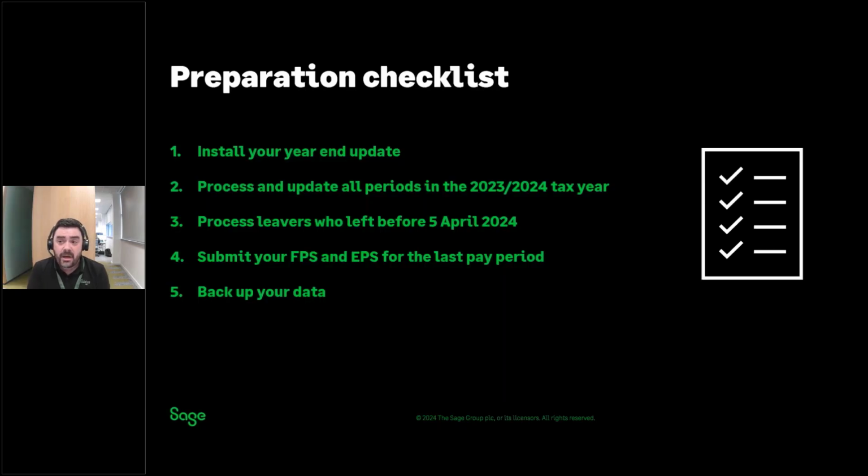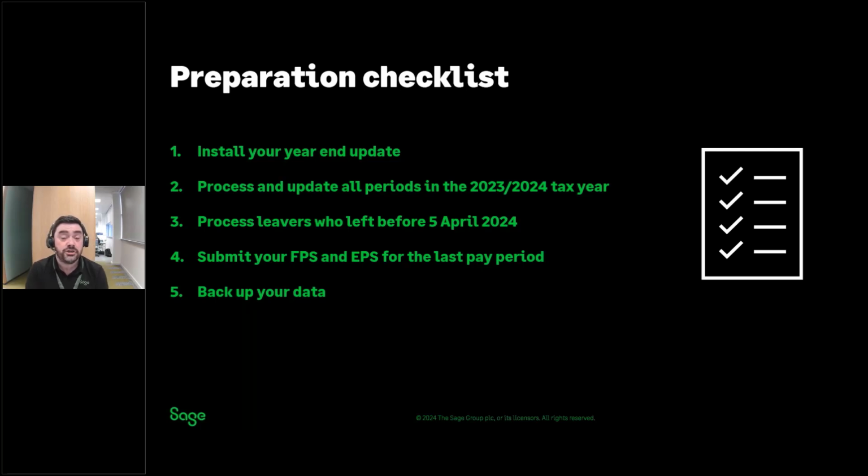By way of a recap, I'm just going to quickly run through the preparation checklist that we covered in part 1. Do make sure you've completed all of these steps before you move on to the year-end process. Step 1 was to install your year-end update. You need to be using version 30, which has all the latest year-end reports and the legislation settings ready for the new tax year. Step 2 is to process and update all periods within the 23 to 24 tax year. So check what your last pay date of the tax year will be, and you can check the last updated column in your employee list.